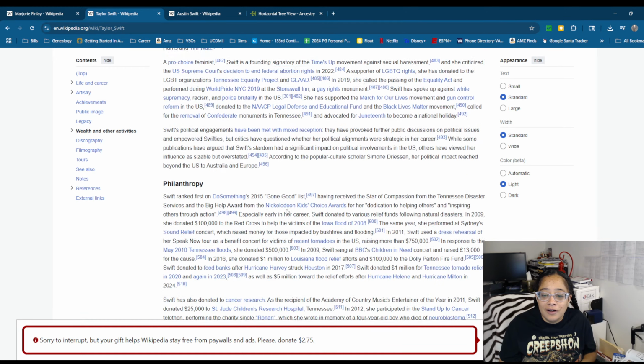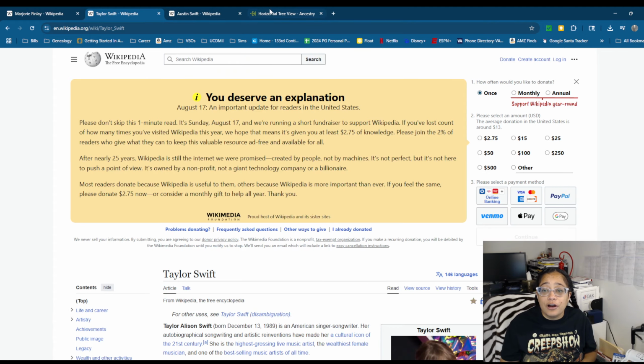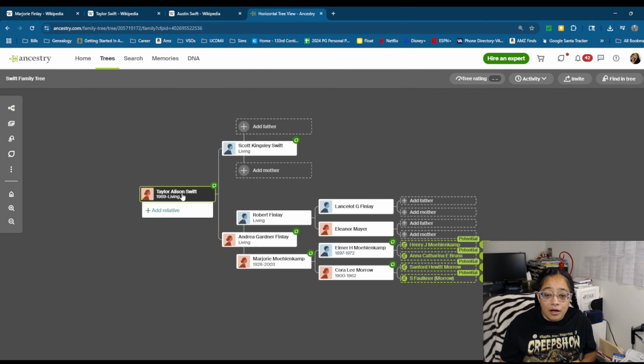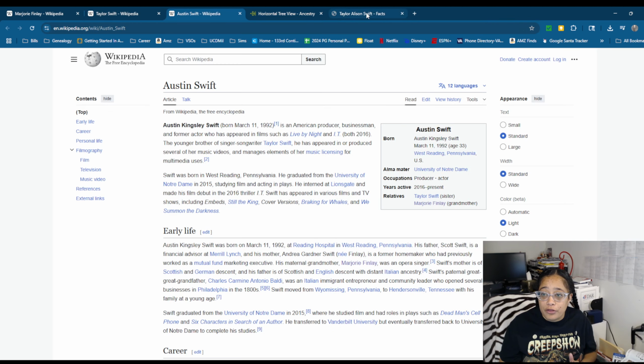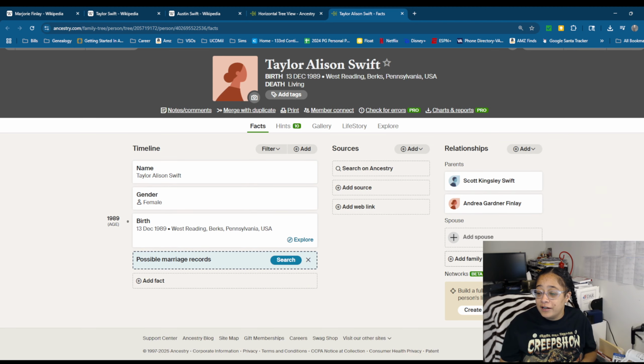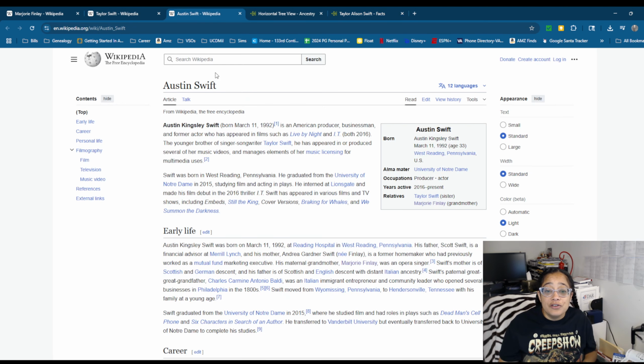Okay. Wealth and other activities. All right, so that's good. So now we're going to open up Taylor's, and then we are going to add her brother in there. So we go down here, add family, add brother, and then it's going to pop up. So Austin Kingsley Smith, great.